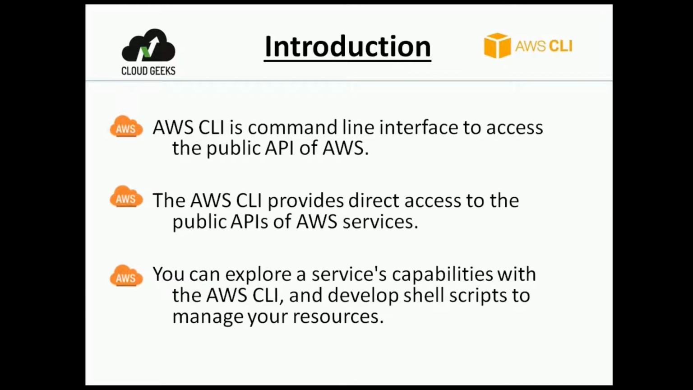First of all, we need to understand what AWS CLI is. AWS CLI is a command line interface to access the public APIs of AWS. Now what does that mean? That means that let's say you have some bucket in S3, correct, and you wanted to access a file present in the AWS S3 bucket. So how many ways can you do that?